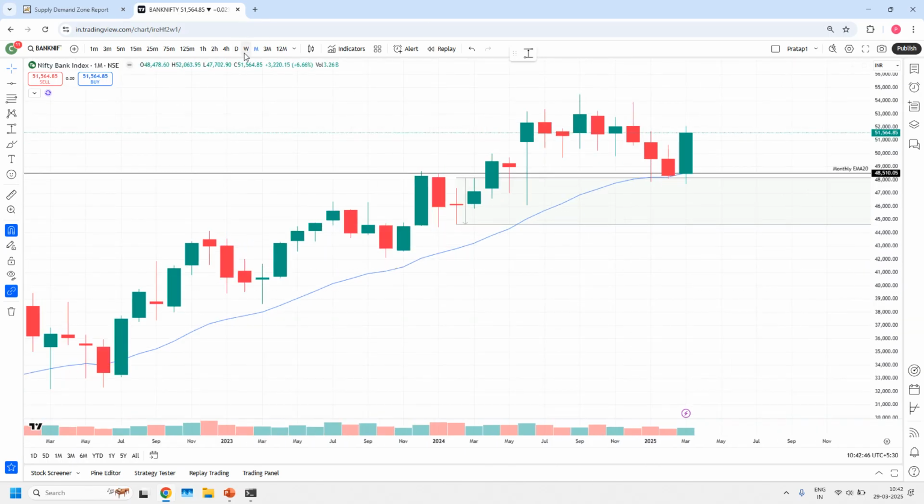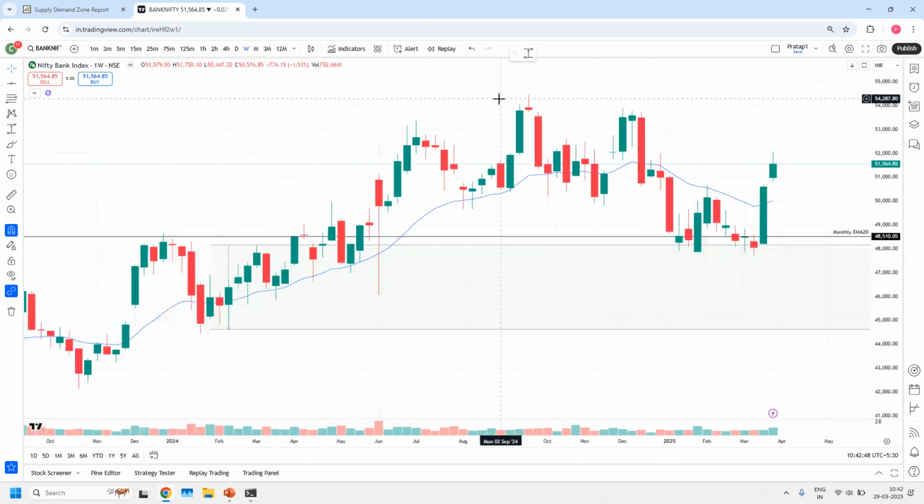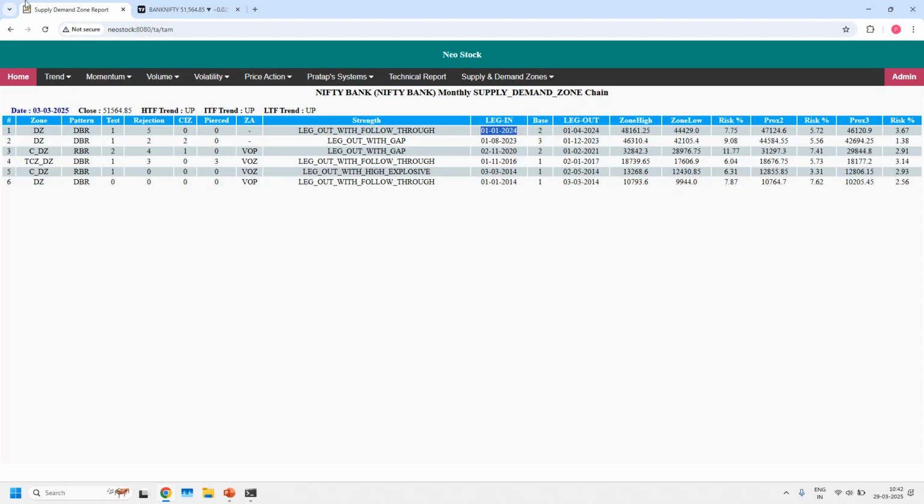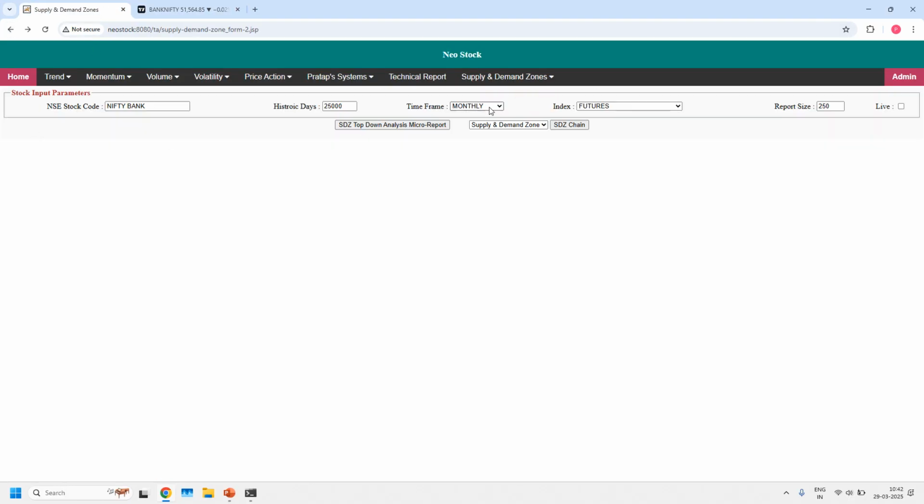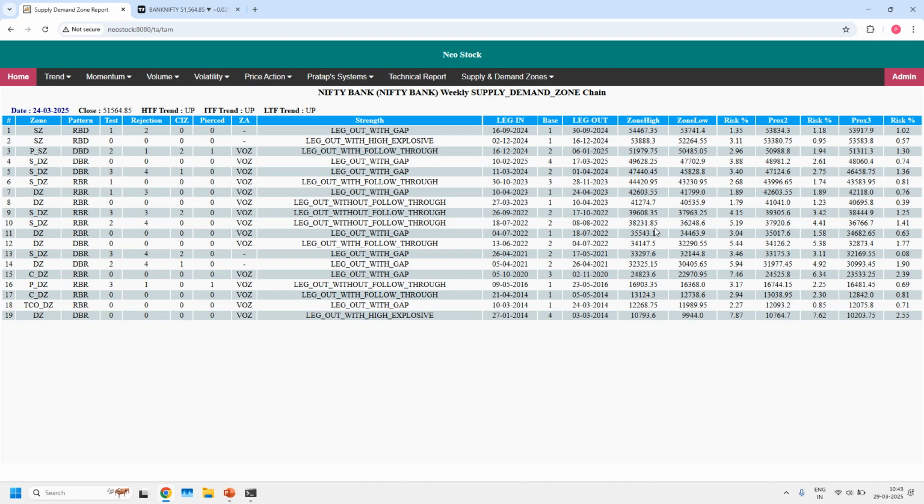Now let's move on to the weekly time frame. Let us identify the weekly zones. So I am going back and changing the time frame to weekly and generating the weekly supply demand zone chain. Here we have the immediately available demand zone. This is a high liquidity demand zone and this is a pierced supply zone. Both the zones are there.